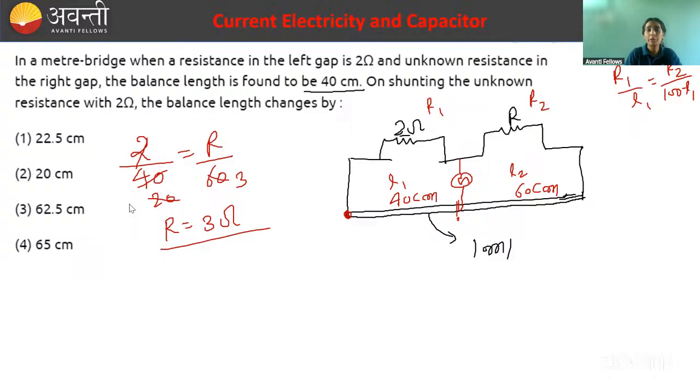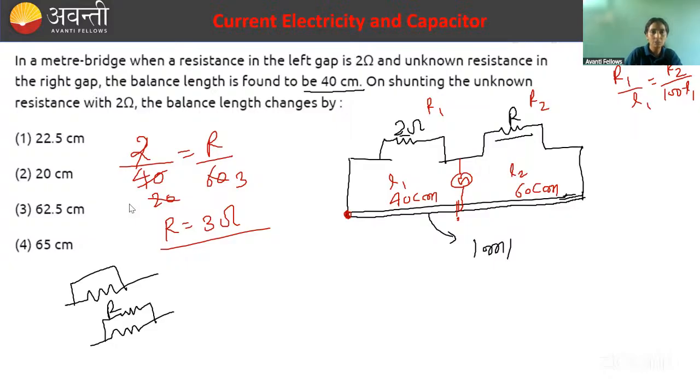Okay, now what we are doing is shunting the unknown resistance with 2 ohm. Now we are shunting the unknown resistance with 2 ohm. This is the unknown resistance, and you are shunting it. Whenever you shunt things, you add that thing in parallel. If you are shunting it with a conducting wire, you will do this. If you are shunting any resistance with any other resistance, you are adding that in parallel. This is the meaning of shunting. I have told you, right? So even if you got confused, no worries. We do questions in order to learn. So let's learn it now.